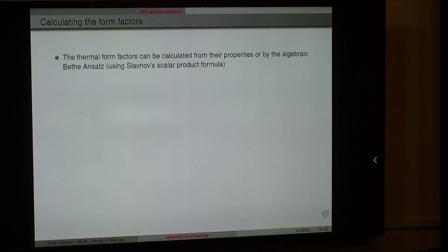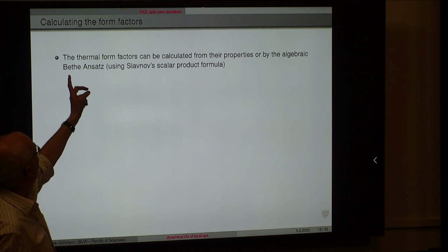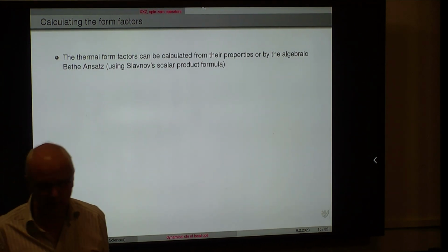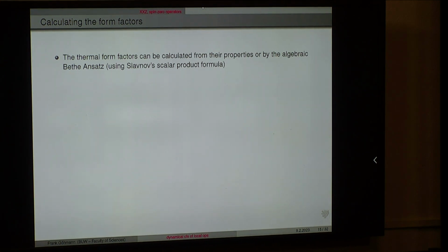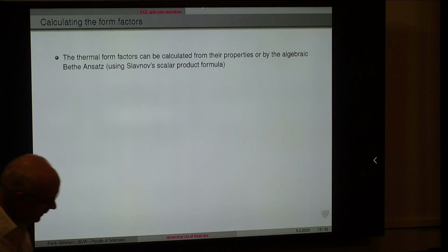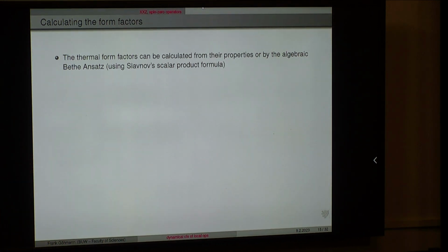So that's one way of characterizing these form factors. Well, we want to calculate them. The simplest ones, those which are most useful in condensed matter physics applications, can be obtained directly from these relations. In principle you can also use the Bethe ansatz, I'll talk about that a little bit later. But the Bethe ansatz is really a complicated, hard method. So the simple form factors can be obtained much more easily by using the relation.